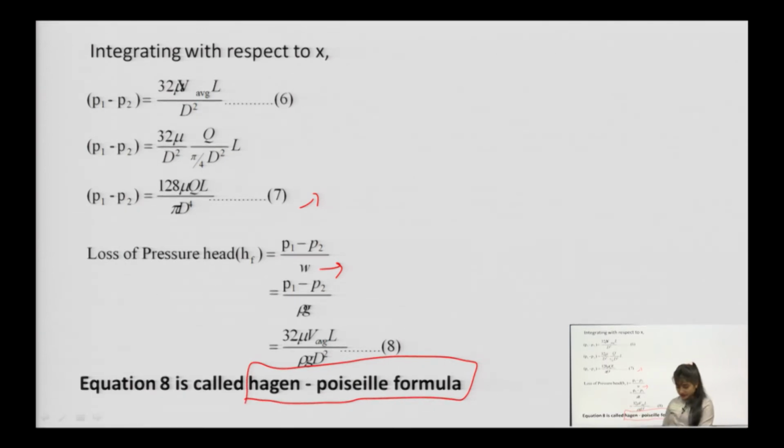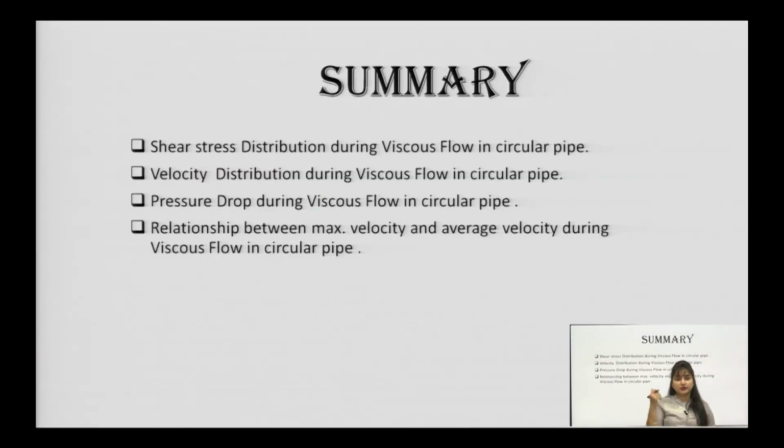So, till now we have covered four mathematical relationships to understand fluid flowing through a circular pipe, where the flow is viscous, or flowing at a very low velocity. To summarize, we have seen the shear stress distribution, which is linear from the center of the pipe.